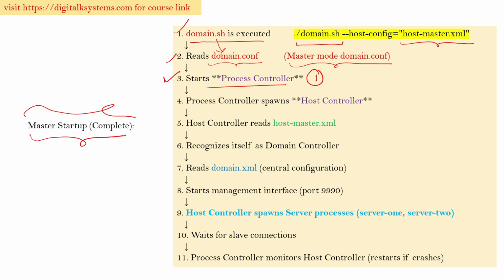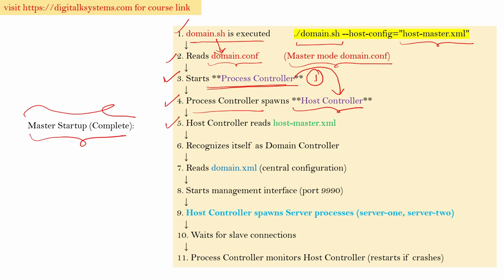Because what we have learned about the process controller, it is a child process which monitors and takes care of your host controllers, and whenever your host controller is down, it automatically starts that. And even when we are going for graceful startup, your process controller always starts your host controllers. So after reading the domain.conf file, the very first thing, the process controller will start up. After that, the process controller is going to start your host controller, right? Because the process controller always takes care of the host controller processes, correct?